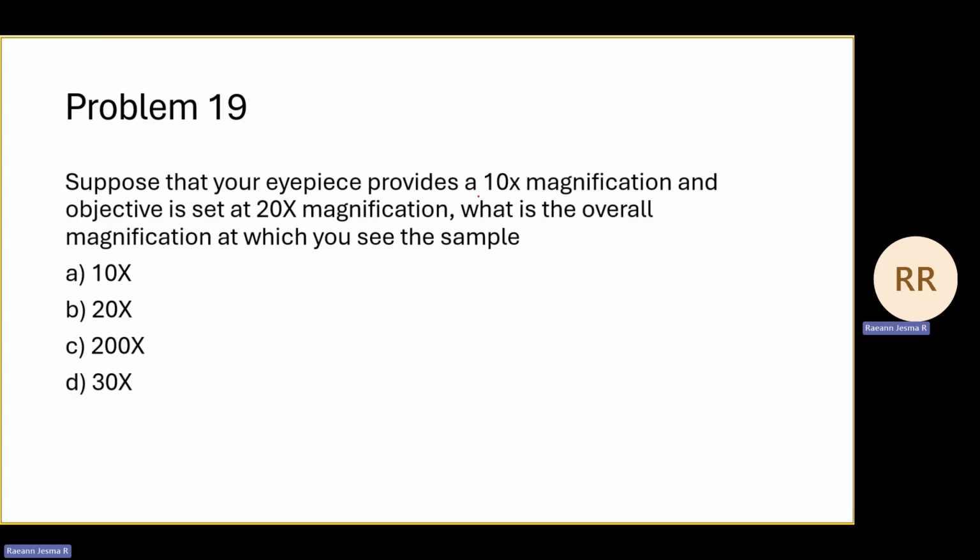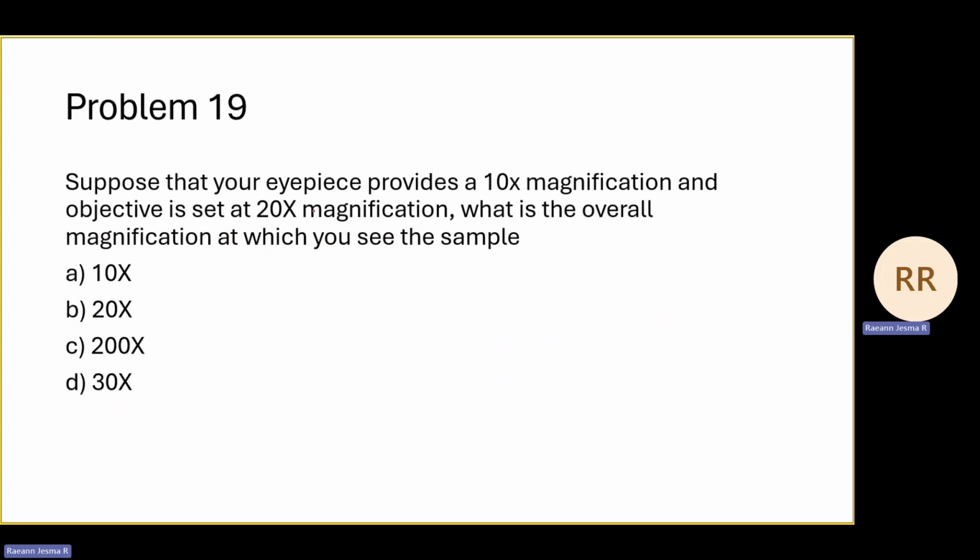Suppose that your eyepiece provides a 10x magnification and the objective is set at 20x magnification. What is the overall magnification at which you see the sample? So this is similar to the previous question. Option A is 10x, B is 20x, C is 200x, D is 30x.